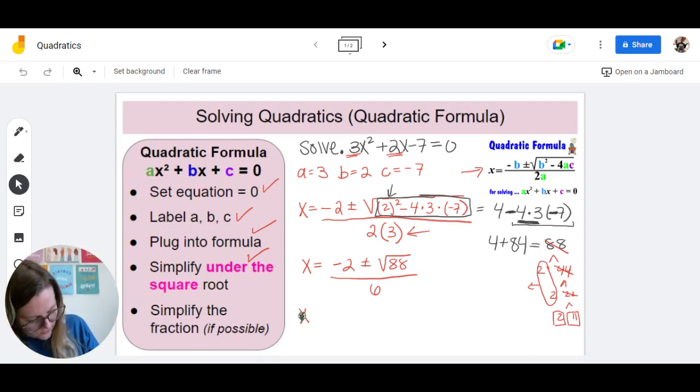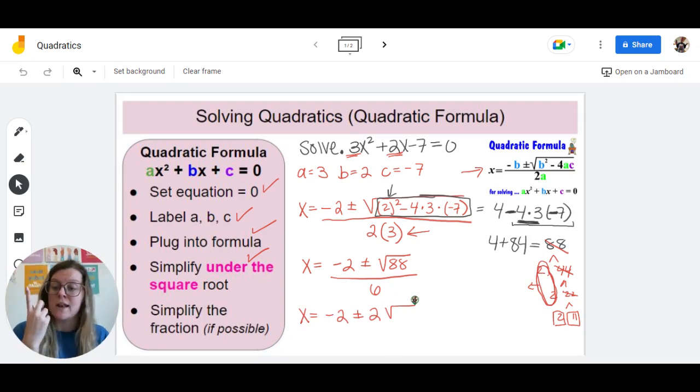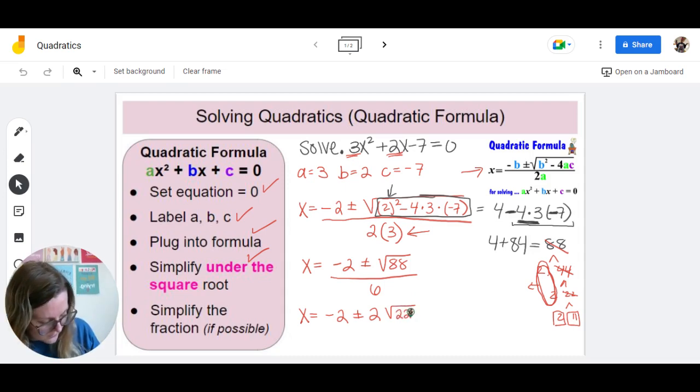So I'm going to rewrite this. X is equal to negative 2. Again, I'm taking out a pair of 2s and writing it once. And then under the square root, I have a 2 and an 11. I need to multiply them together. So 2 times 11 gives me 22, and that is still all over 6. Okay, we are almost there.